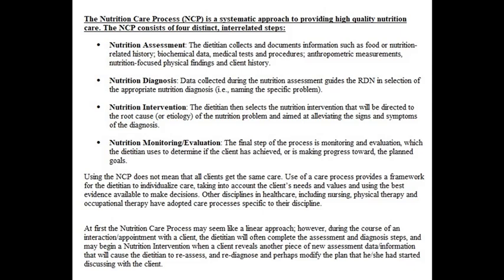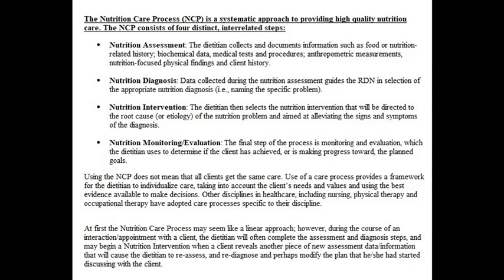Using the NCP does not mean that all clients get the same care. Use of a care process provides a framework for the dietitian to individualize care, taking into account the client's needs and values and using the best evidence available to make decisions. Other disciplines in healthcare, including nursing, physical therapy and occupational therapy, have adopted a care process specific to their discipline. Yes, besides the diet, there is always physical therapy if the patient needs it. Okay, so according to the patient's needs, they are listed and given to them.